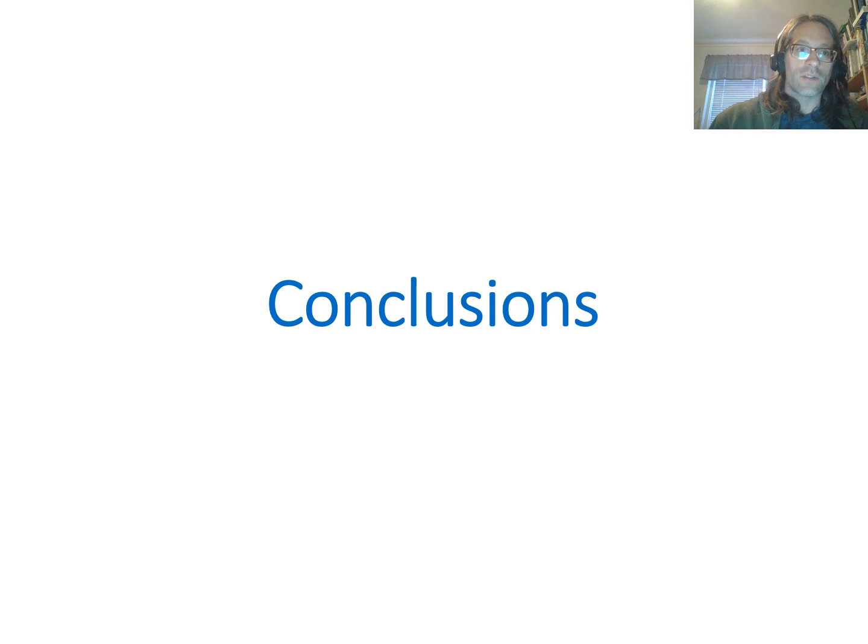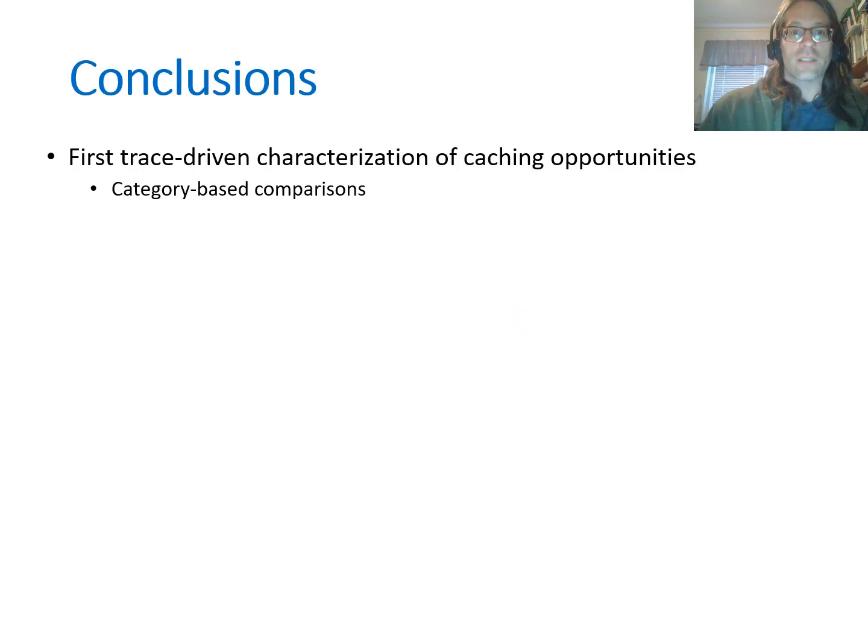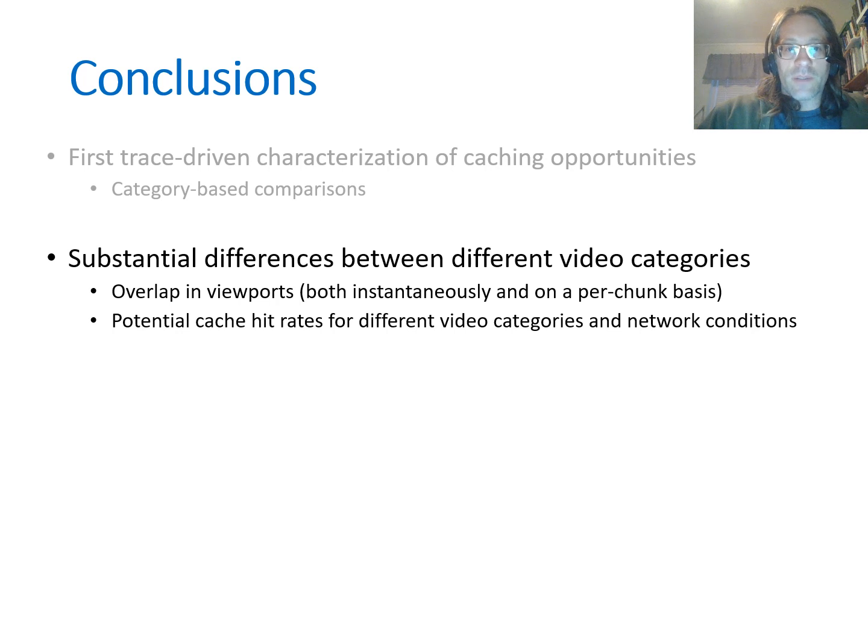Finally, our conclusions. We present the first trace-driven characterization of the caching opportunities, focusing primarily on differences between different categories of videos. We observe substantial differences between the different video categories. So, for example, when it comes to overlap in viewports, both on instantaneous as well as on a per chunk basis, as well as large differences in the potential cache hit rates for different video categories and network conditions.